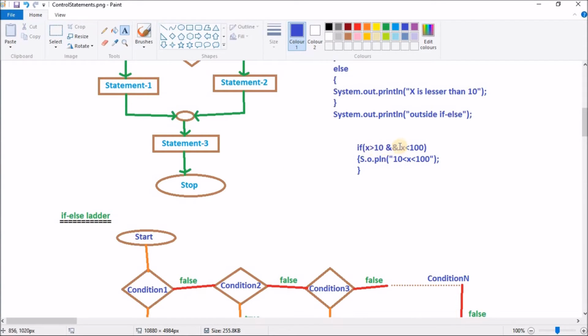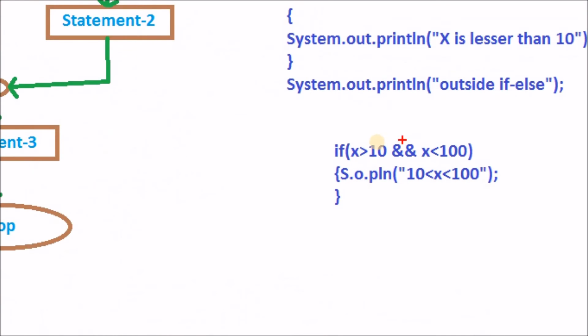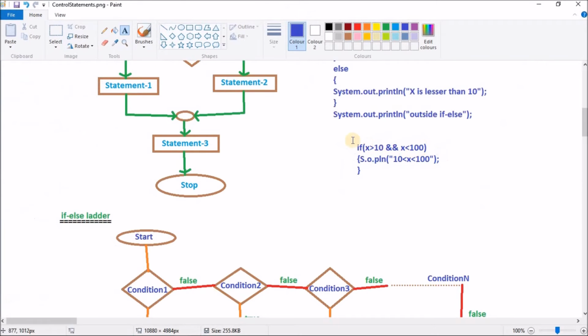But here I am using two conditions. This is condition 1. This is condition 2. I am using two conditions in one statement. This is also valid. You can use two or more than one condition also, but all the expressions must be Boolean expressions. Okay. Now here I am writing one more code.